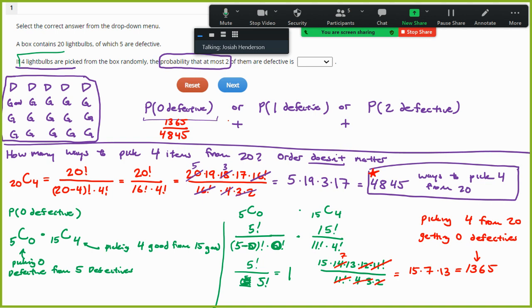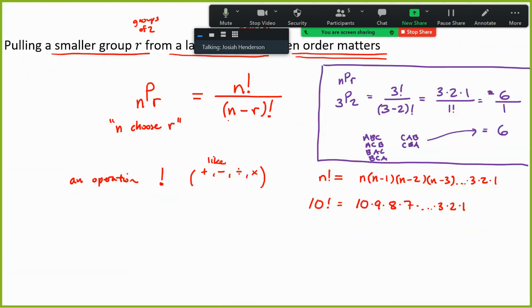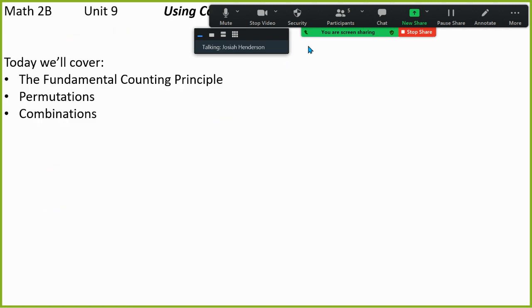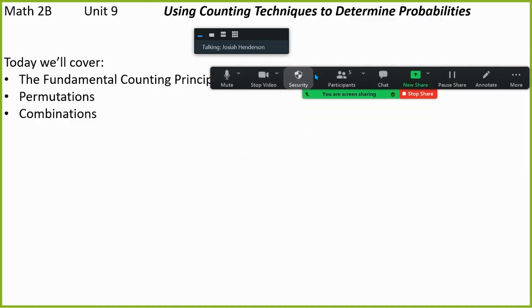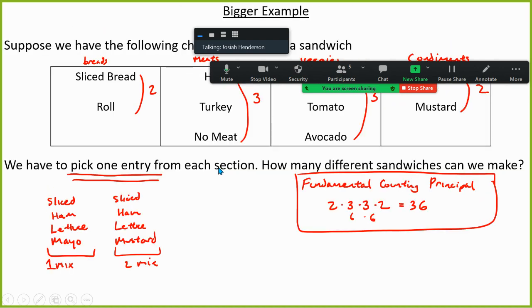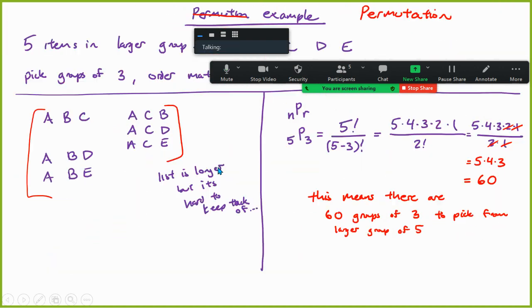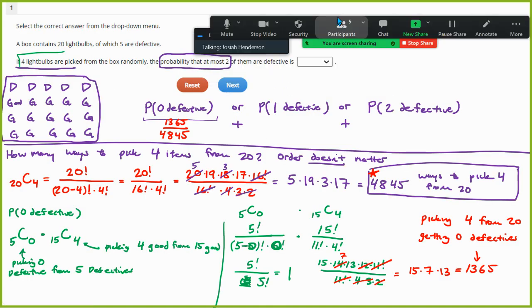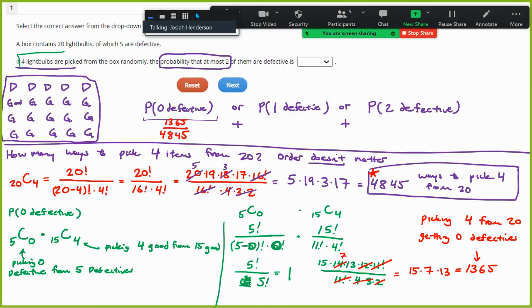Today, though, the homework is to try to do the mastery test called using counting techniques to determine probabilities. Right here, using counting techniques to determine probabilities. And we will go ahead and finish this question where we left off. And then we'll probably be done for today.